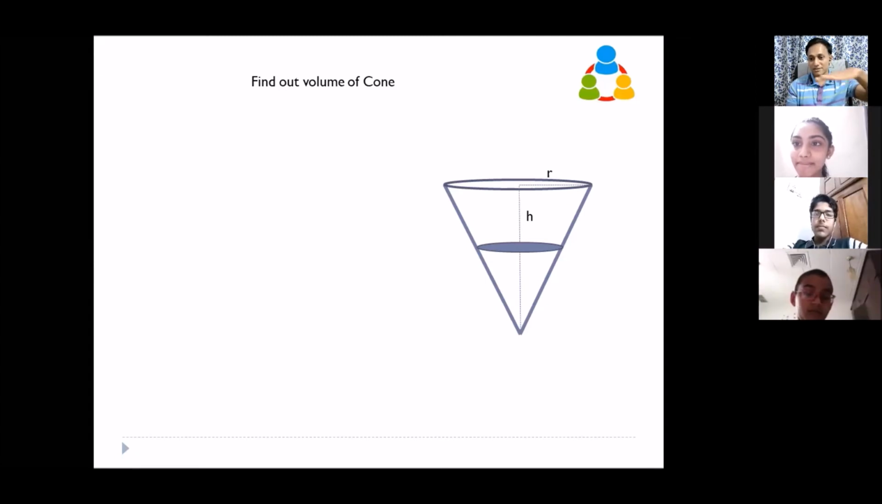Yes, sir. For a cylinder, we just learned it is pi r square h. So in a cylinder, if you cut it into a cone shape, the volume occupied by the cone is 1/3 of that, right? Sir, but we got 1/4, right? Why did we get 1/4? That means we got less volume. What could be the reason?